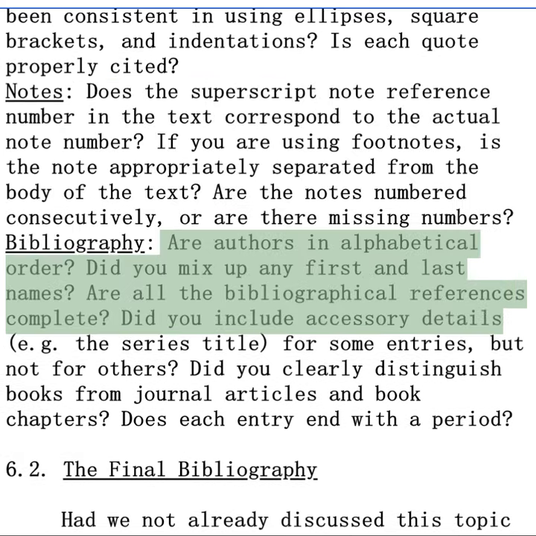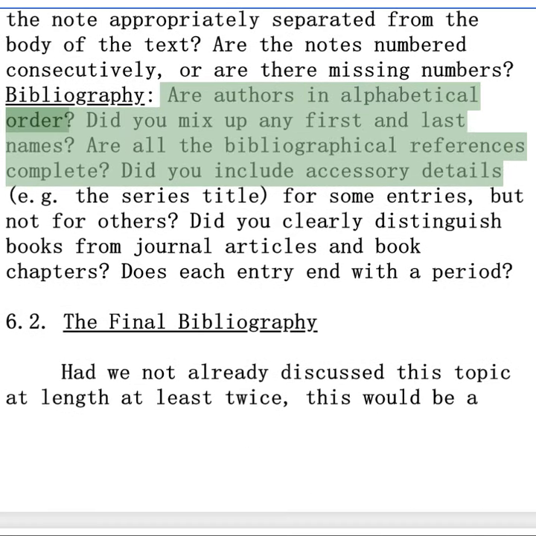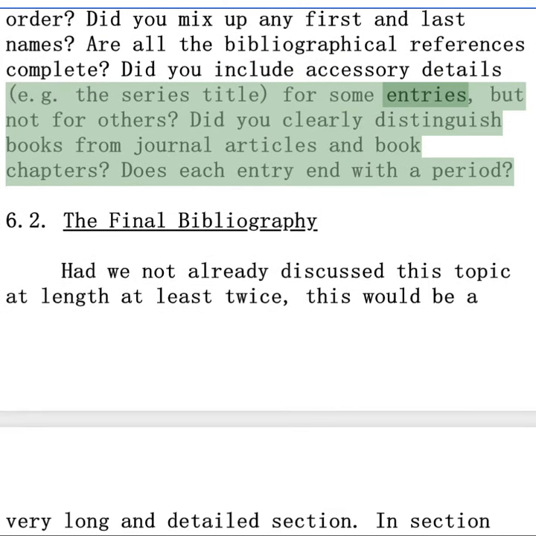Bibliography. Are authors in alphabetical order? Did you mix up any first and last names? Are all the bibliographical references complete? Did you include accessory details for some entries, but not for others? Did you clearly distinguish books from journal articles and book chapters? Does each entry end with a period?